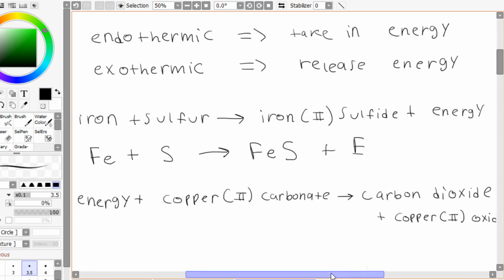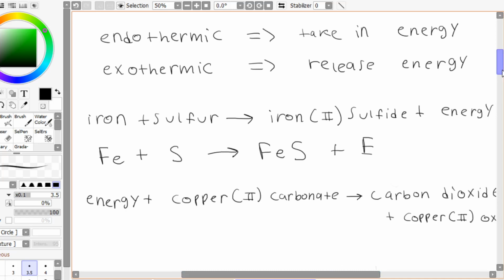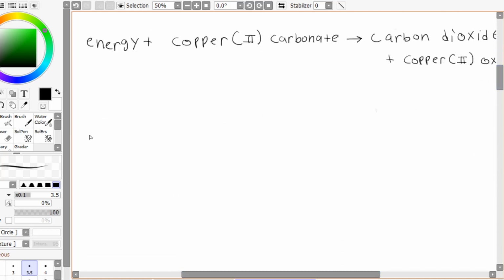And then as a chemical equation, that would be written as the energy on one side plus the copper 2 carbonate, written like this, and it creates the products being carbon dioxide plus copper 2 oxide. And you can verify that all these compounds are correct with the ionic and covalent naming and building rules.